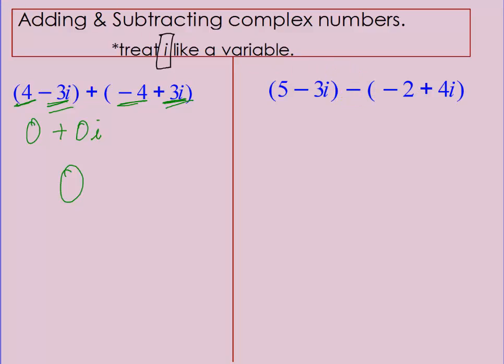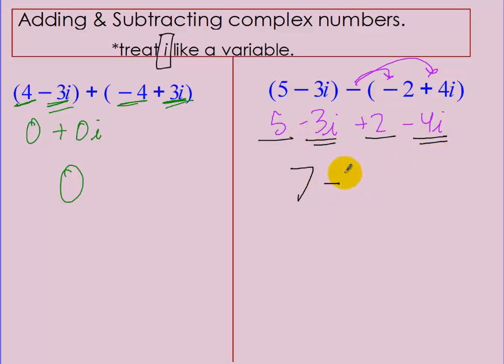Let's do another one right here. Hopefully this is better. This negative I'm going to distribute to both terms, the real and the imaginary part. So this becomes plus 2 minus 4i, and it's 5 minus 3i. And we combine like terms over here. So combining the real numbers, 5 plus 2 is going to be 7. And then negative 3i and negative 4i combine to negative 7i. So the simplified form is 7 minus 7i. That's what you combine them to.